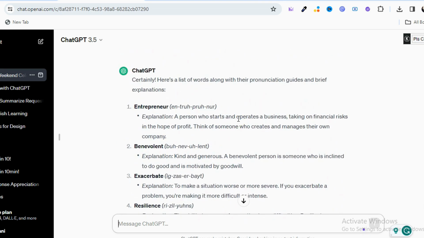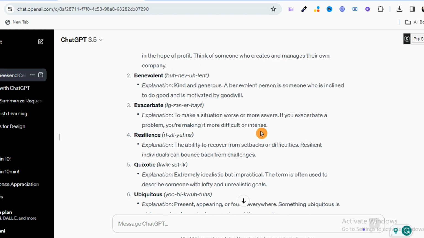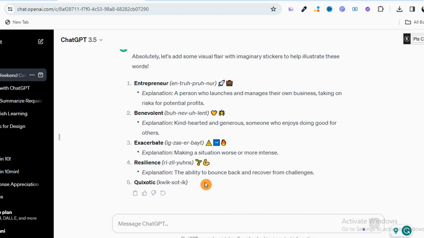So here it is in detail. He gives pronunciation guides as well with a brief explanation and a list of words. Along with the list of words, look, he also gives an explanation of what entrepreneur means: a person who starts and operates a business, taking on financial risk in the hope of profit. So he explained in such a unique way, with the stickers as well.